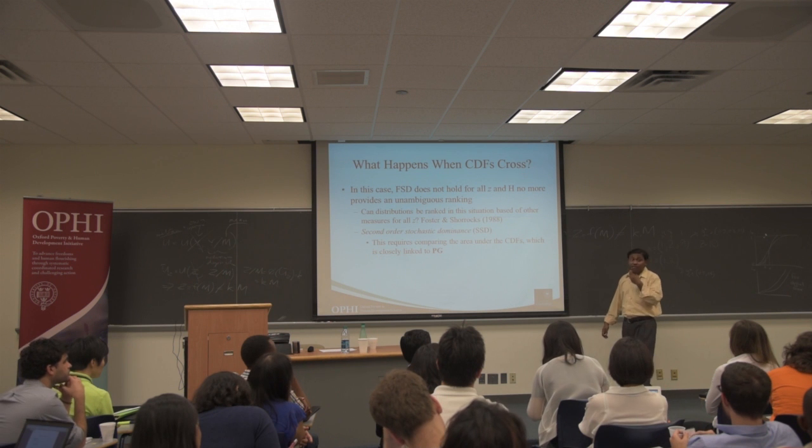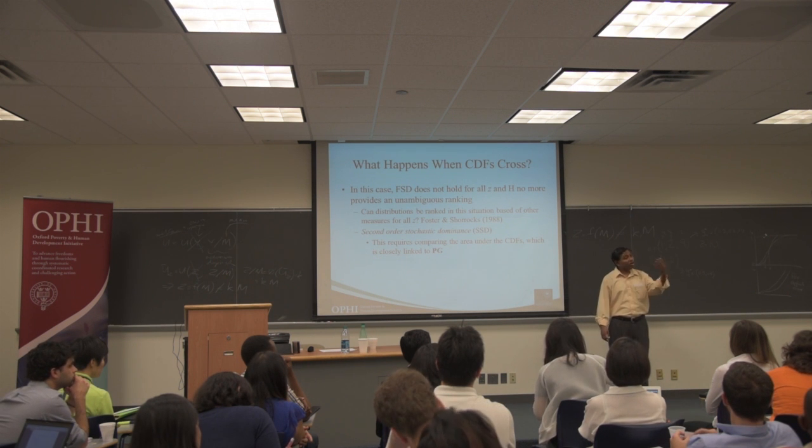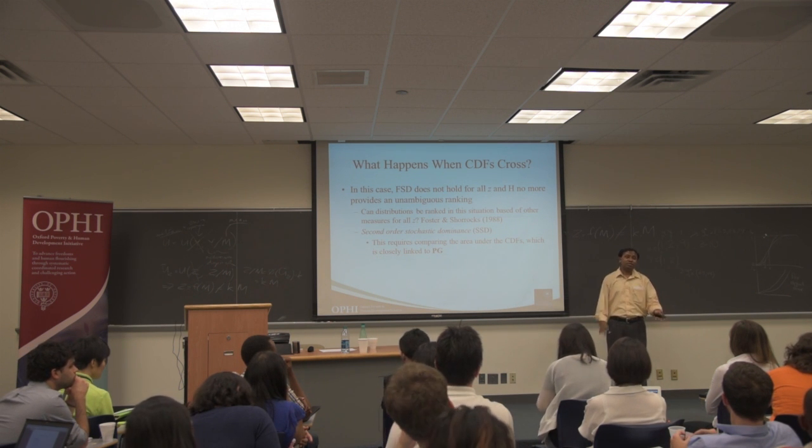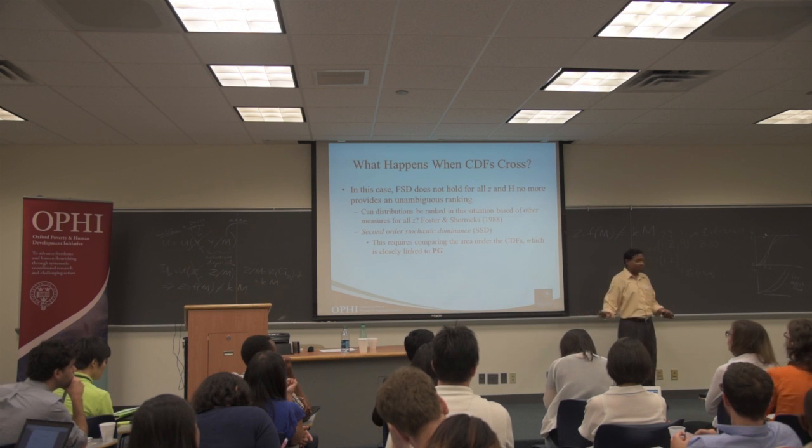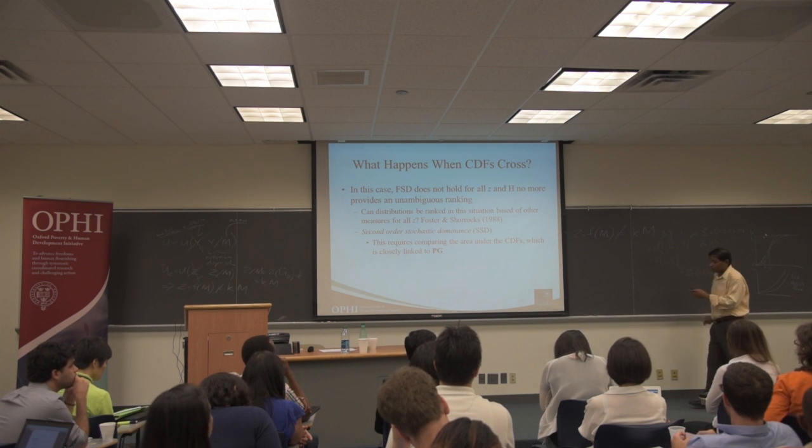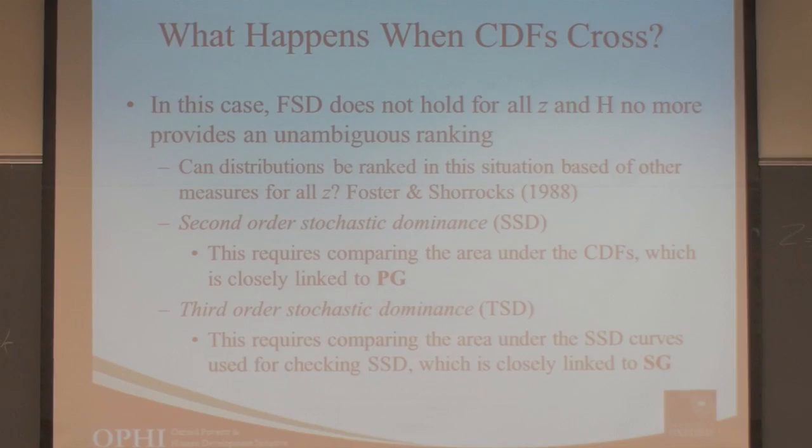Similarly, if they cross, you can go to third order stochastic dominance and so on. Let's not go that far, okay, but it is technically possible to go that way. It's called third order stochastic dominance. So if they cross, you can still rank distributions for a limited number of poverty measures.